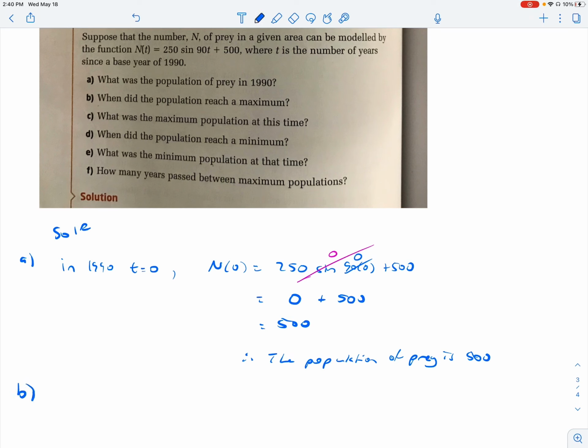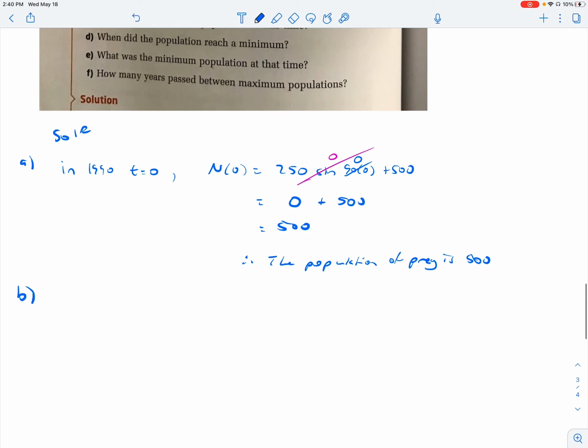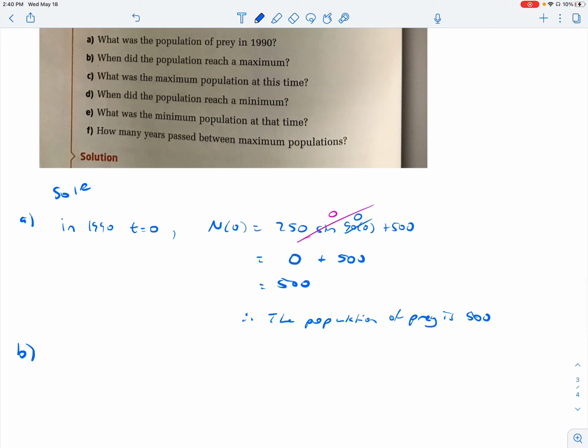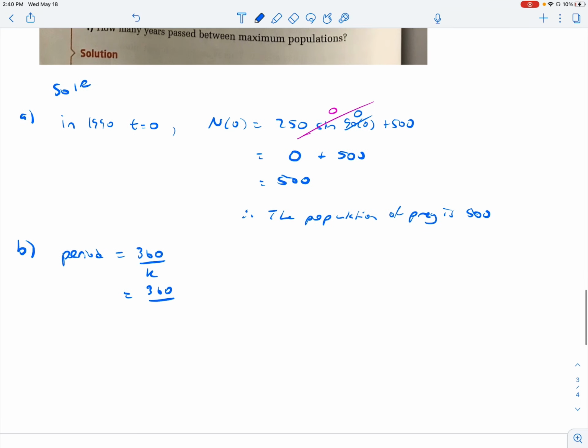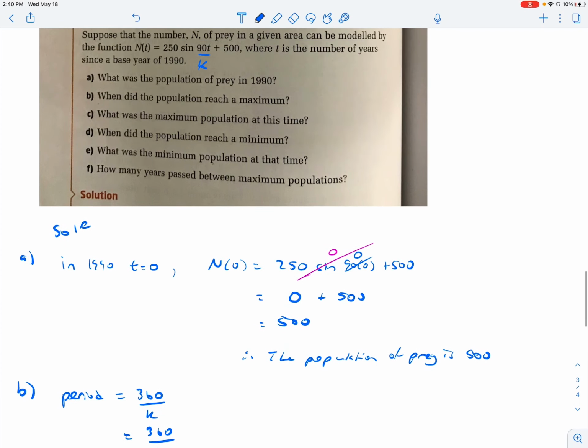Okay, part B, when did the population reach a maximum? So there's a couple ways you could do this. You could find the period. The period is going to be 360 over k, and the k value in this question is 90, right? That's our value for k. So 360 over 90 is just 4. So it takes 4 years to do one full cycle.